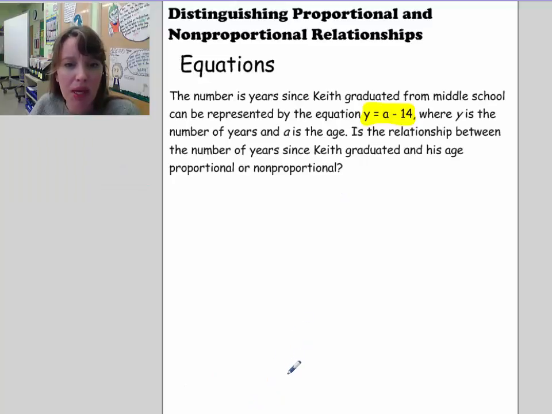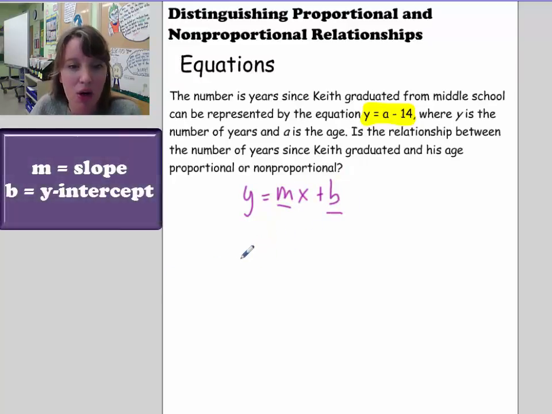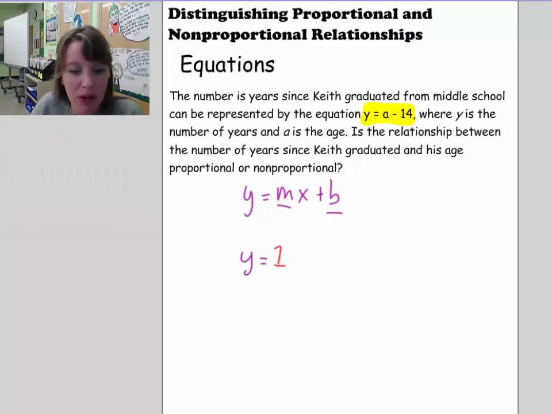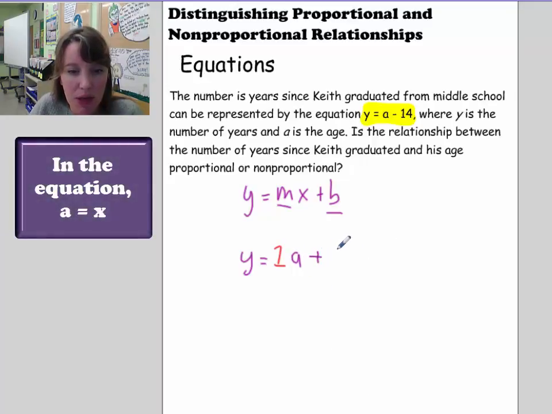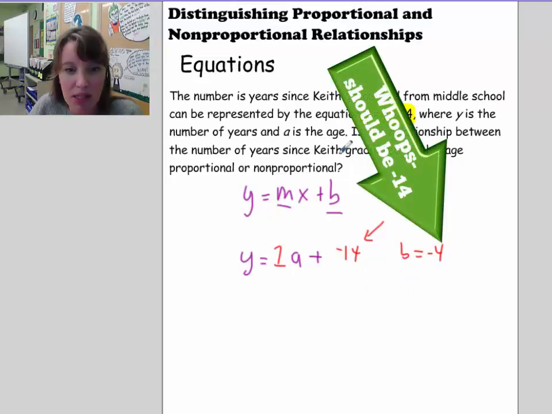Is the relationship between the number of years since Keith graduated and his age proportional or non-proportional? Well, let's remember that when an equation is in the form y = mx + b, m represents the slope and b represents the y-intercept. Here I can force this equation to be in this form by putting a 1 in front of the a and then making this plus a negative 14. Since b is equal to negative 14, it does not pass through the origin, and it means that this is a non-proportional relationship because it does not pass through the origin.